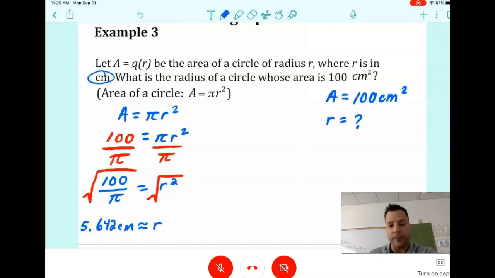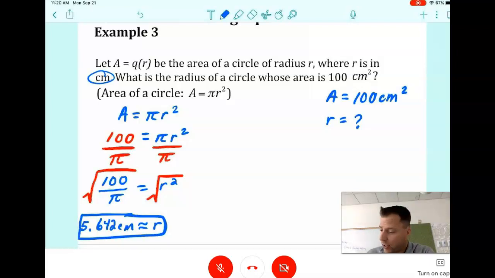Okay, so that is how you find the input value. You were given the output. You were given the area. The output was equal to pi r squared. You're finding the r value, the input, the independent variable. The radius is not dependent on anything. The area of the circle depends on the size of the radius. So that's a good way to think about it.